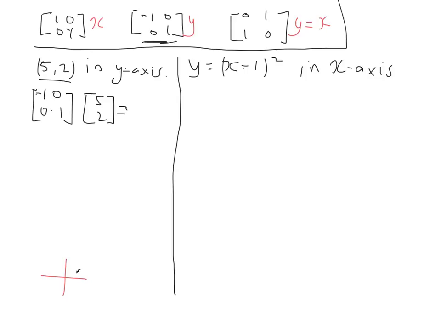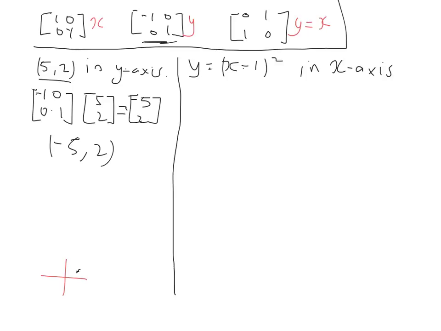negative 1 times 5 will give us negative 5. 0 times 2 gives us 0. Now next row, 0 times 5 gives us 0, and 1 times 2 gives us 2. So our new set of coordinates is negative 5 and 2, just as we thought before.